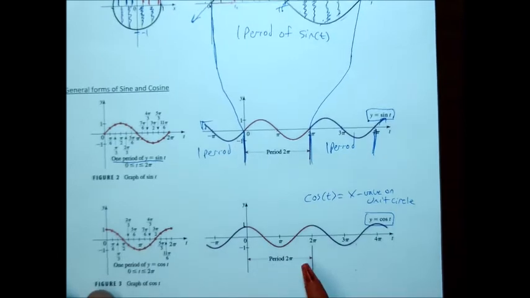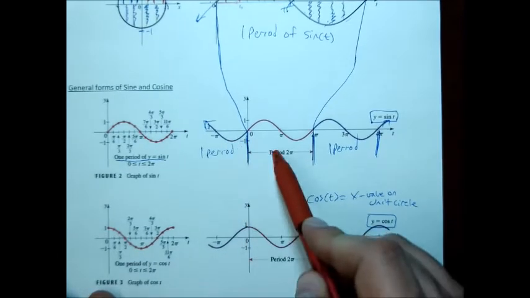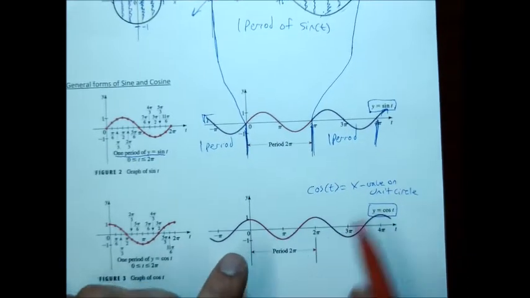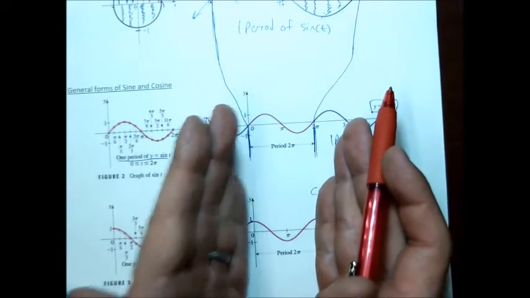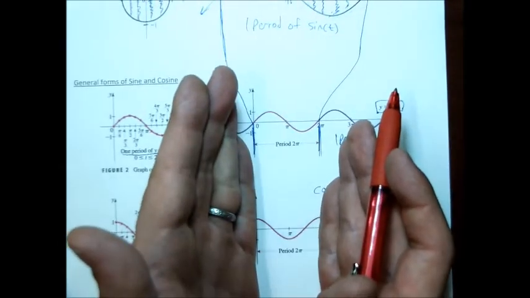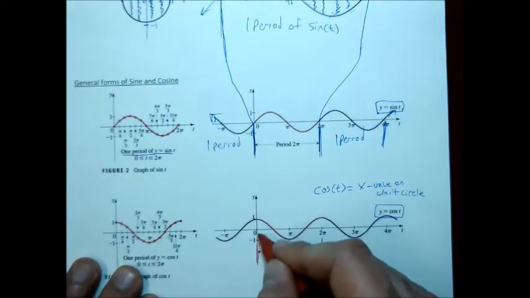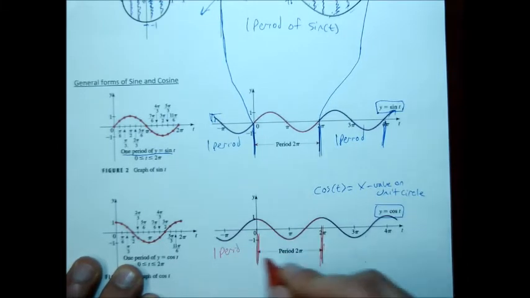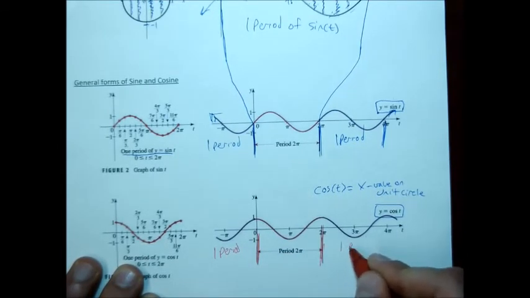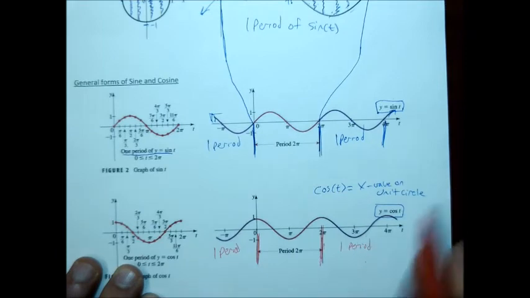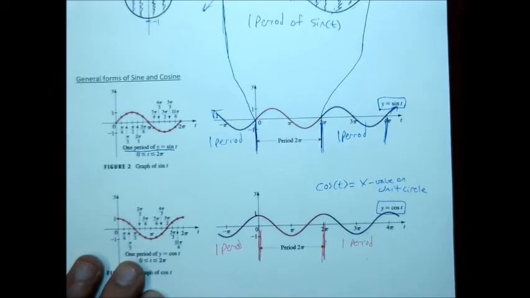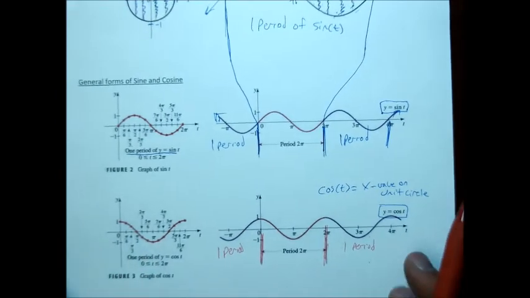Just like we see repeating periods of sine, we have repeating periods of cosine. Here's one period of cosine between my two hands. So this period right here, that's one period. We've got another period on either side. This is one period over here, and this is one period over here. You can see that the graph is repeating itself in each one of those pieces, and we just see those repeating periods over and over.